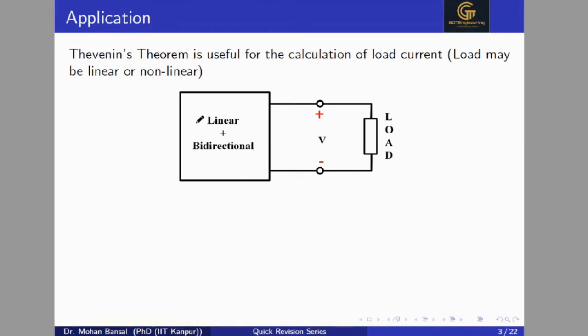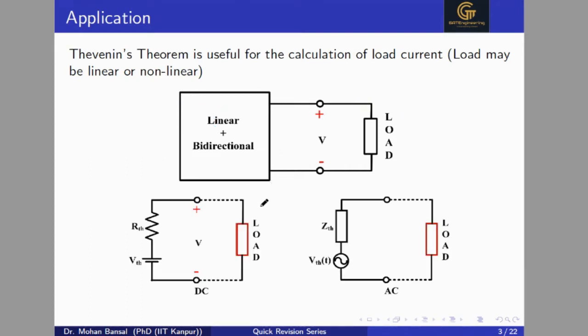So this is the circuit we are considering. This is the block which consists of many sources and components, and we have to compute the voltage across this load terminal. This is a load component, and we want to find the current in this load. So we can simplify this entire network with a single resistor and voltage source. This is ZTH and VTH. VTH is the Thevenin's voltage, ZTH is the Thevenin's resistance.